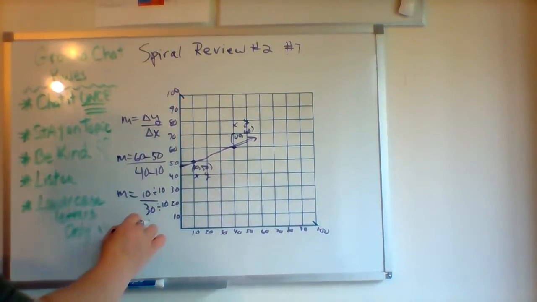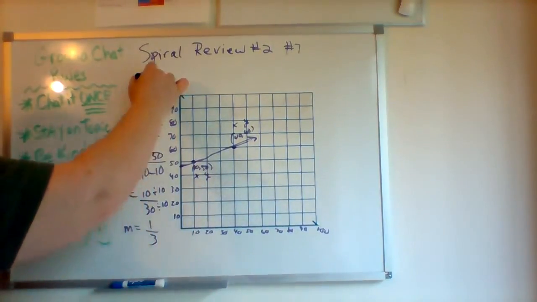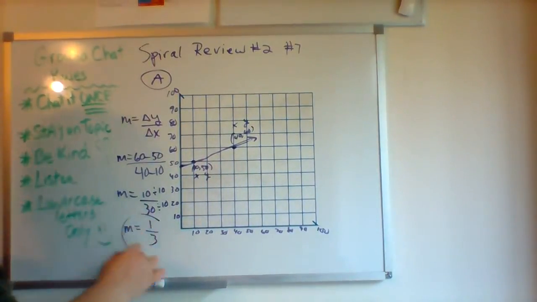10 divided by 10 is 1. 30 divided by 10 is 3. So for part A, this one I just did was part A. For part A, the slope is 1/3.